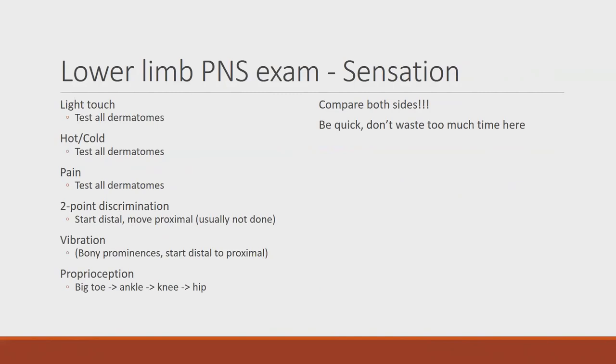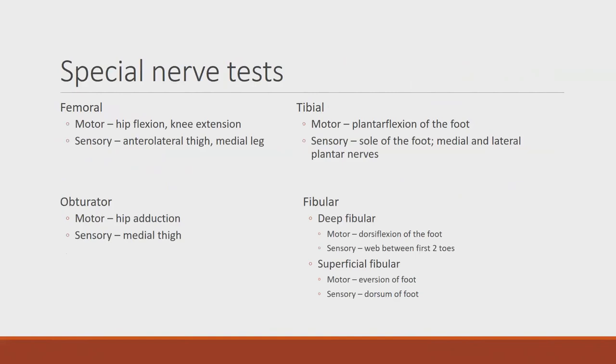Okay, and then special nerve tests. If they say this patient's got a suspected femoral nerve injury or a suspected common fibular nerve injury or something, at the end, you might want to chuck this in if you've got a bit of time. It can win you brownie points. It might be part of the OSCE as well, I'm not too sure. But again, we've talked about the motor functions and the sensory functions of these nerves. So test their motor function. Test their cutaneous distributions using your light touch, pin prick, or whatever.